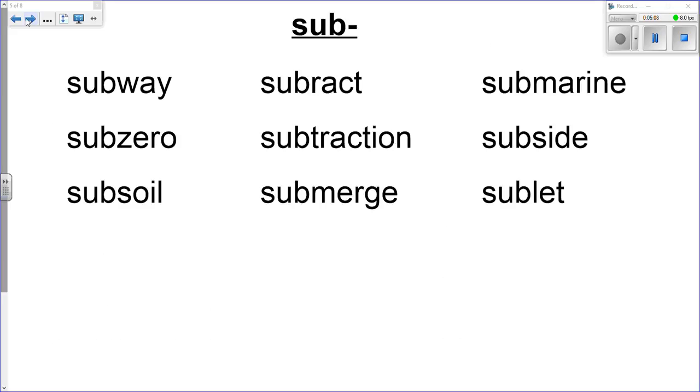Sub is our new prefix. Sub is pronounced sub like a sub or a subway. It means under or beneath. Sub would be like subway, sub-zero, subsoil, subtract, subtraction, submerge, submarine, subside, and sublet. This subract is supposed to be subtract. There's supposed to be a T right here.